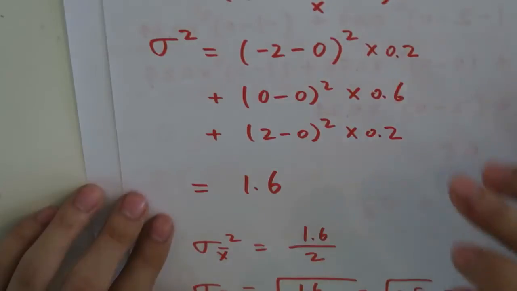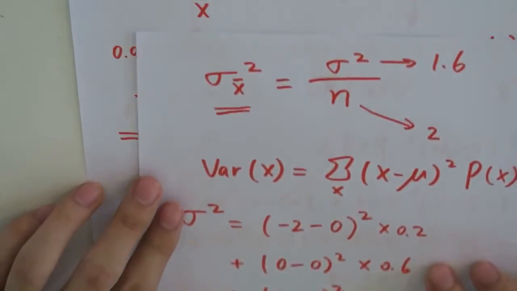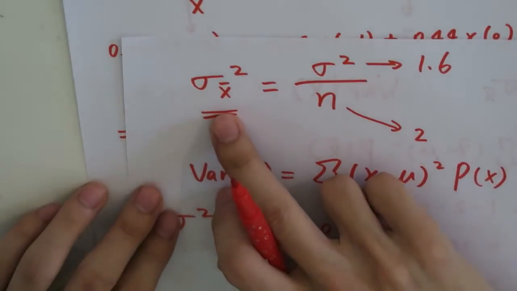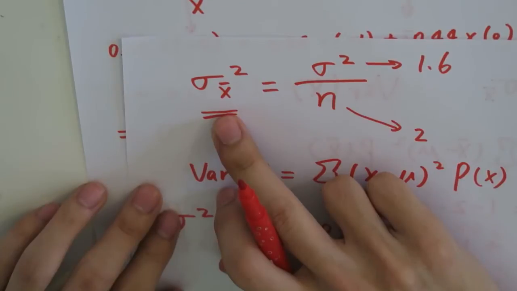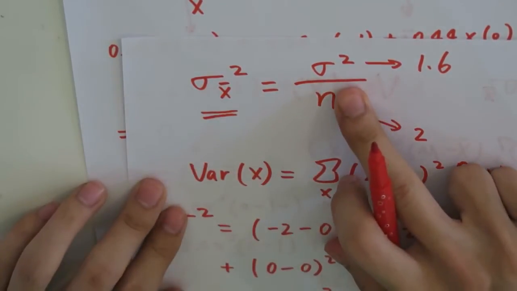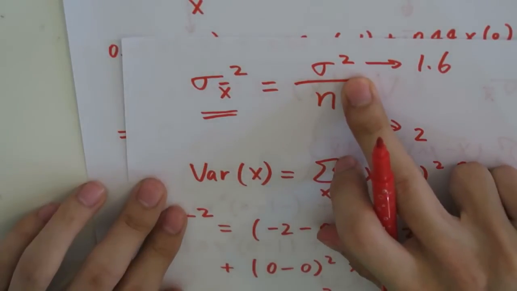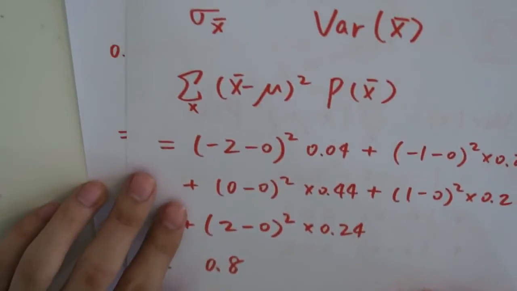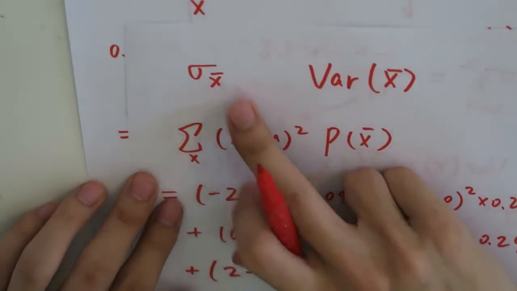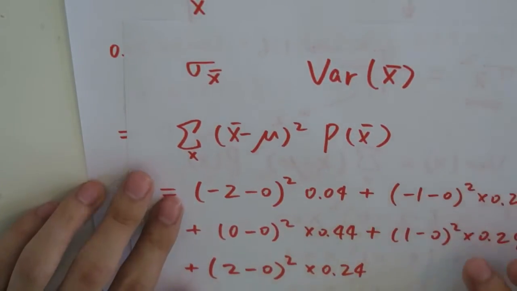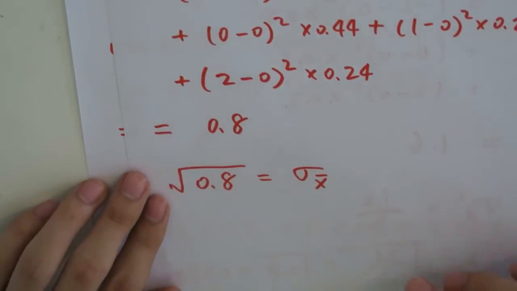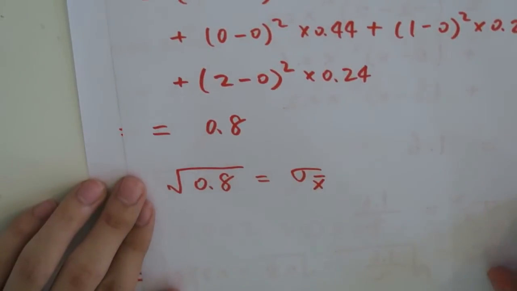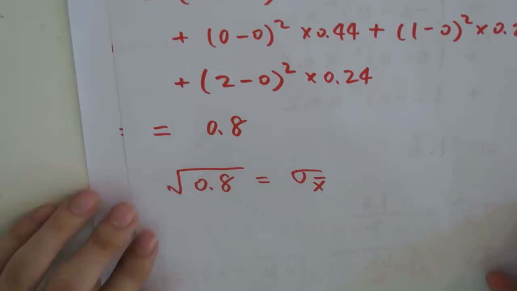Okay, so in the first method, we use a relationship between the standard error and the population variance. Okay, in the second method, we use the definition of standard error. Okay, and we get a consistent result. So this is part C.